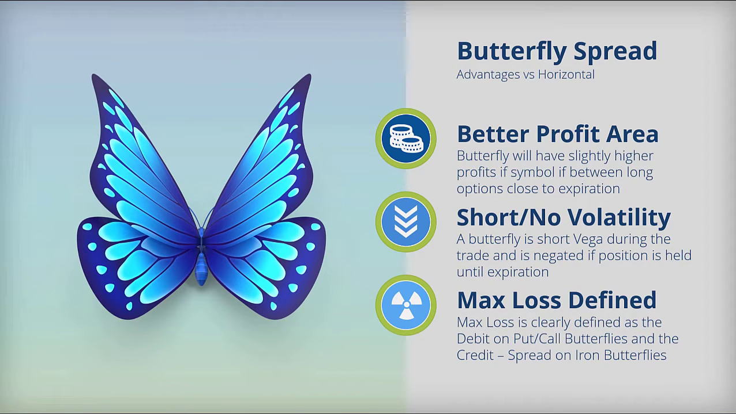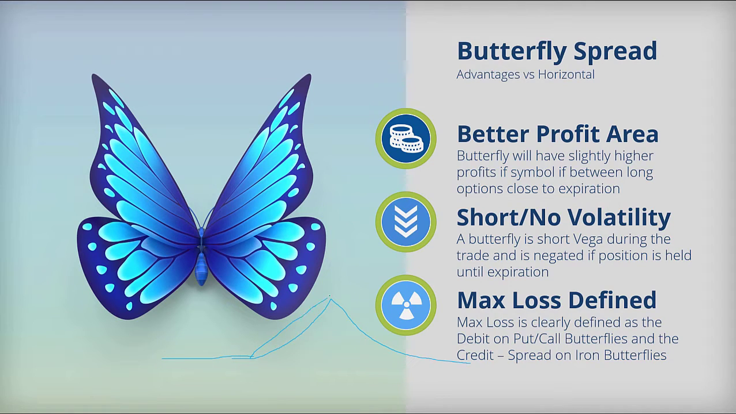Let's take a look at the butterfly spread advantages. All right, the advantages versus the horizontal. Now you do get a better profit area. And remember, I just put the butterfly on top of the horizontal. And remember, the horizontal has what I call the tent, where it has kind of these drooping lines. It's not exactly a triangle, it's more of a droop.